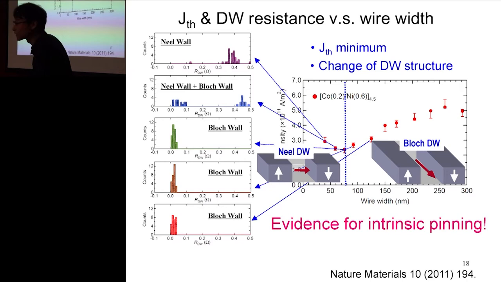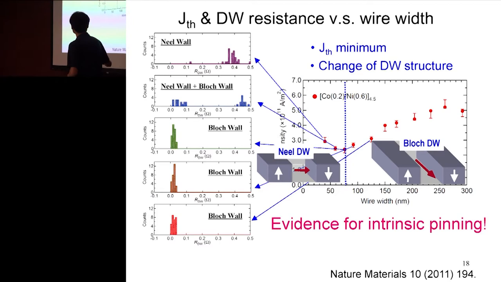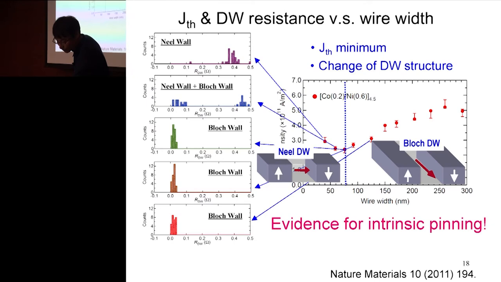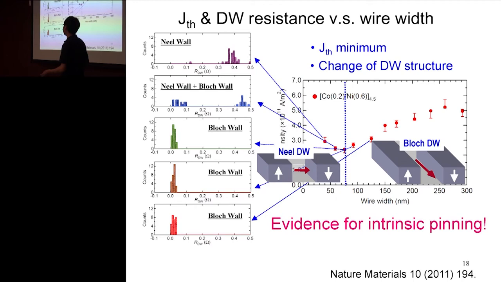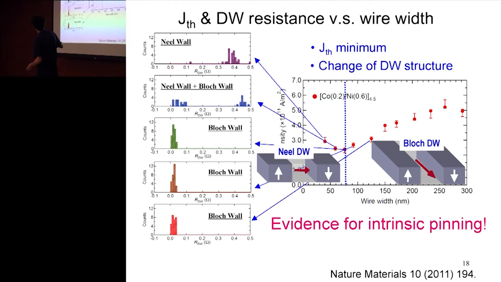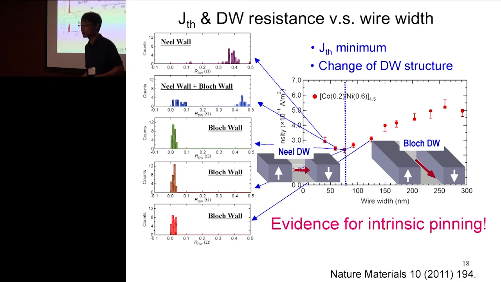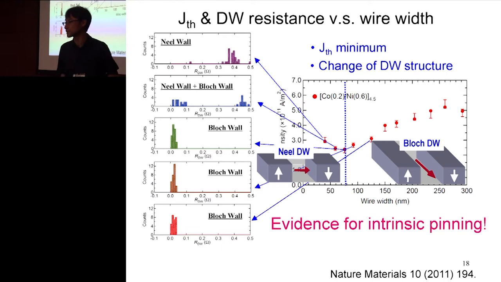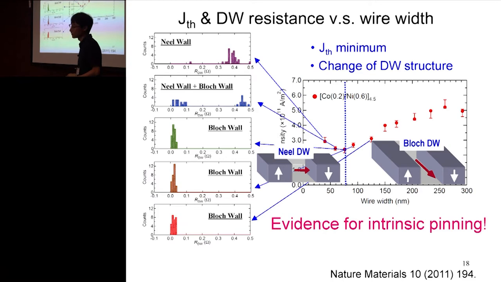Then we can determine the threshold current density for domain wall motion as a function of wire width. So you see here, at around 70 or 80 nanometers wire width, you see the minimum of the current density for the domain wall motion. It's good. And we measured the resistance of a single domain wall. Then you see in the wide region, the domain wall resistance is very close to zero. However, in the narrowest region, you have a finite resistance of about 0.44. And interestingly, you see two plateaus in between. So these resistances correspond to the Néel resistance and the Bloch type resistance. So you see the change in domain wall structure from Bloch to Néel by reducing wire width. So everything is consistent with the theory.